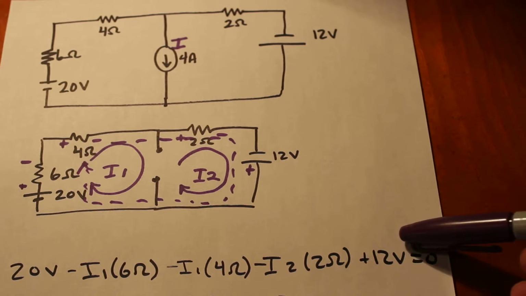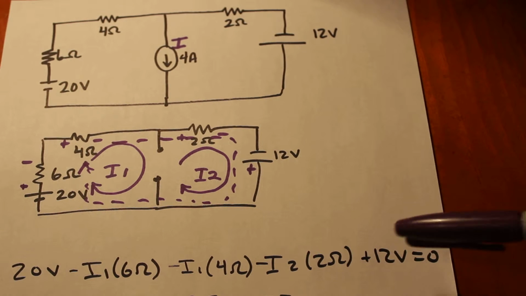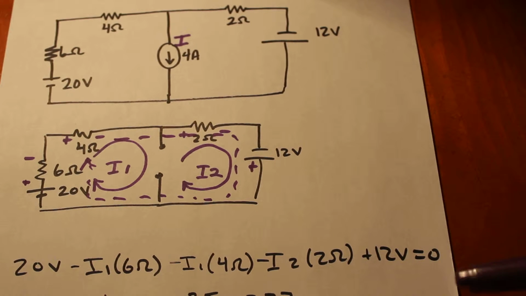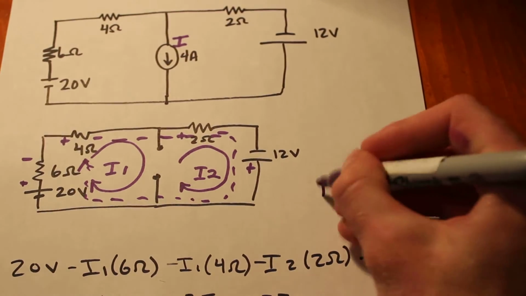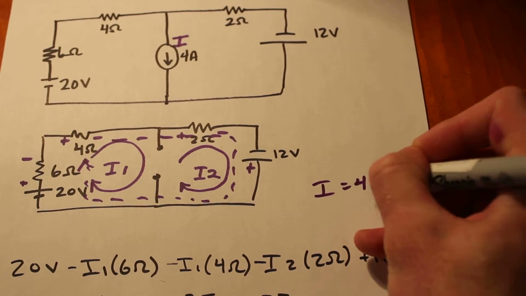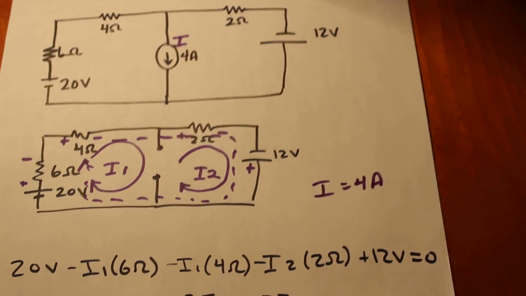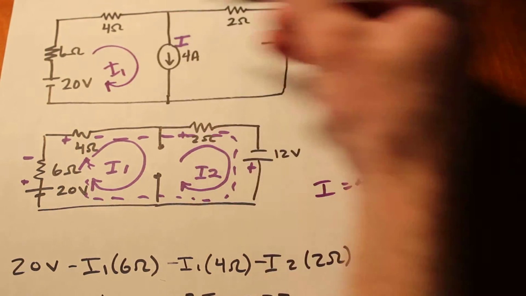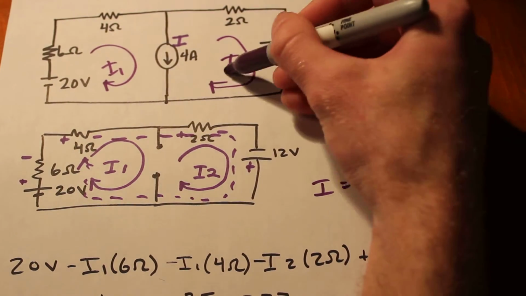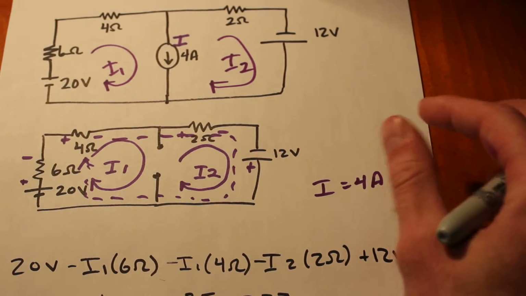So this part, if you understand that, it's really quite easy to get the equation. Then knowing what to do next becomes a challenge. So we know that I equals 4 amps, right? So we see that right there. But then we have an I1 that we have to find and an I2. And we don't know what those are.